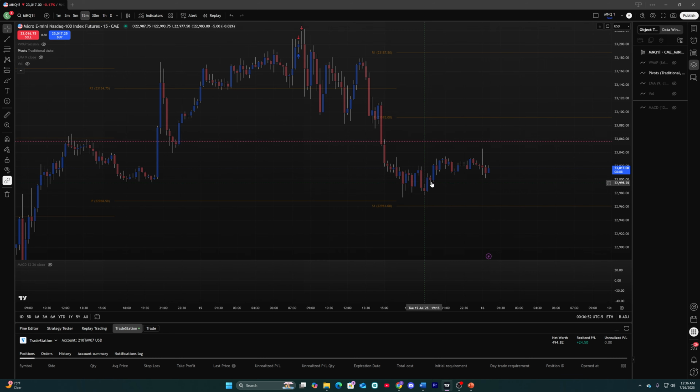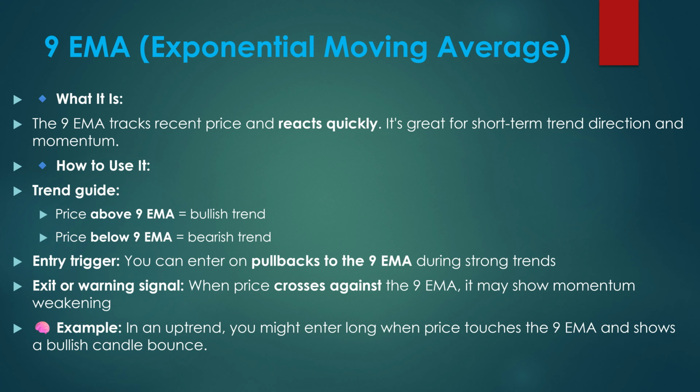coming down to our support zones for the night. The 9 EMA, or your exponential moving average, is a trend guide. Price above the 9 EMA tends to be a bullish trend, and below it a bearish trend.